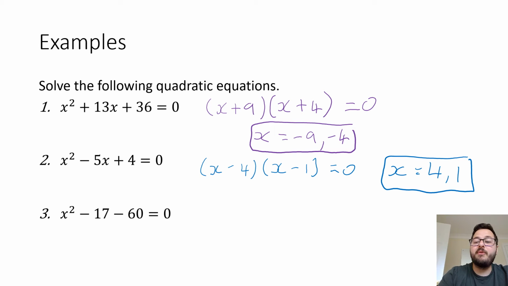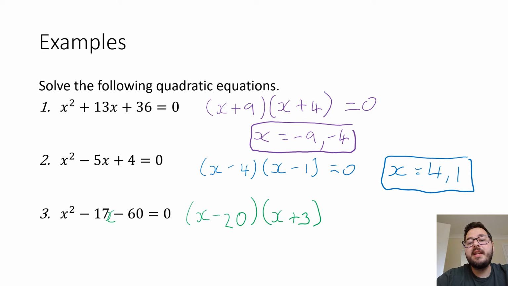Okay, and then finally, we've got x squared minus 17x minus 60. So we want two numbers that times to make minus 60 and add to make minus 17. There should be an x there, sorry. And I think what's going to work with that is x minus 20, x plus 3 equals 0.